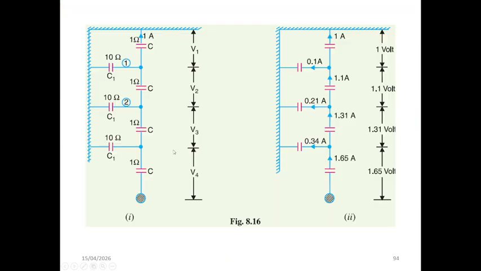Okay, this is a single line diagram of insulators. We have 4 insulators connected in series and 3 shunt capacitors. And here you can see the values of voltages and the current passing through each capacitor.